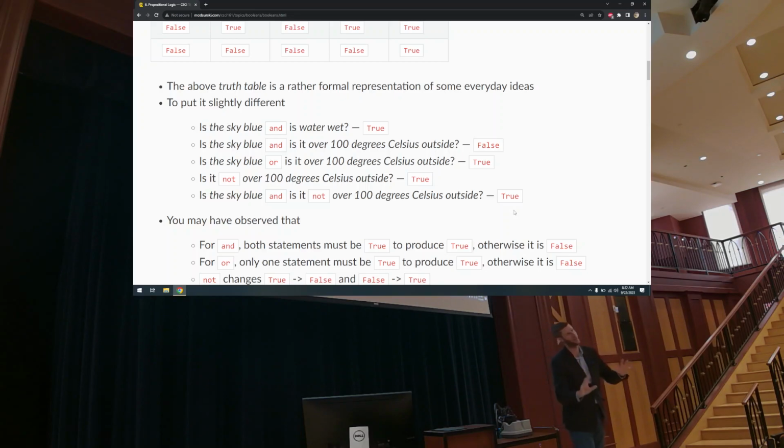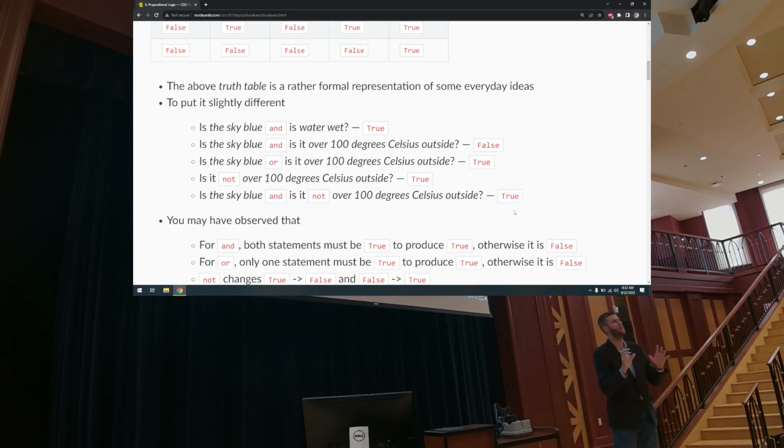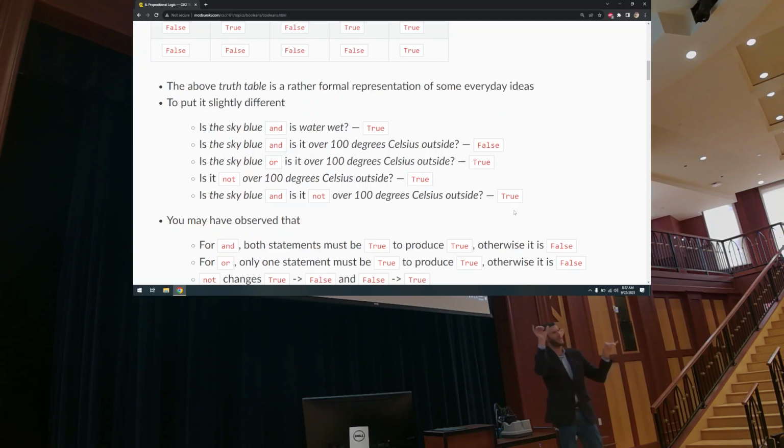Remember that these operators are working on the result, the actual value that the individual statements have. What I mean is, is the sky blue? That's true. It's like if I said 5 plus 7 is greater than 7. I have to evaluate 5 plus 7, right? That's 12. Then I can do that operator. Same idea here. I have to evaluate what that statement is before the Boolean operator can be applied to the Booleans.